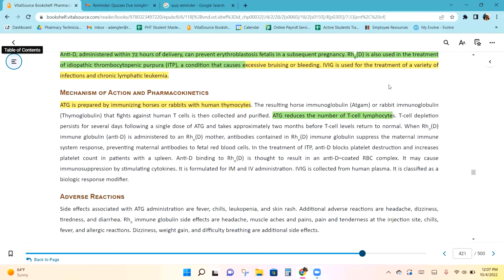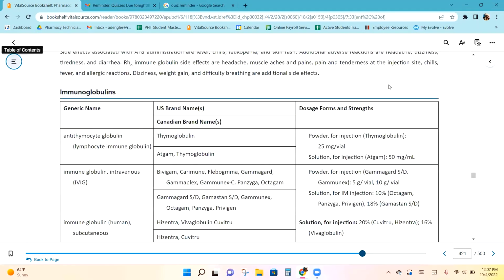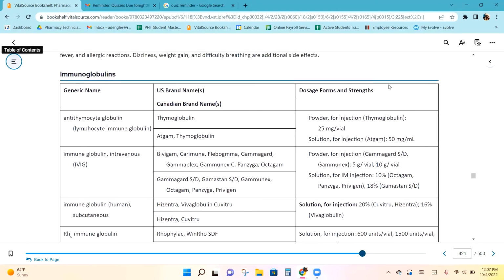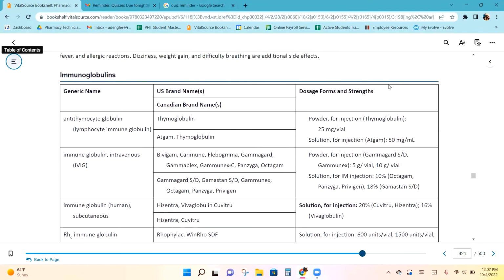ATG is prepared by immunizing horses or rabbits with human thymocytes. The resulting horse immunoglobulin or rabbit immunoglobulin that fights against human T cells is then collected and purified. So this chart lists the immunoglobulins that we have on the market. And you can see over here, we have the dosage forms and strengths. And then here are the US brand names on top.